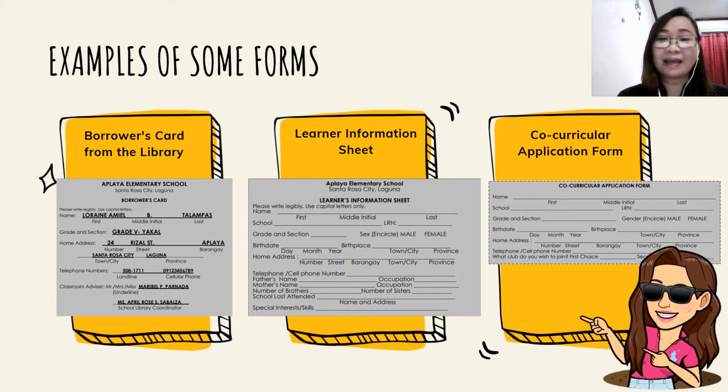These are some examples of forms. The first one we have is the borrower's card. So this is a card from the library. This one is the learner information sheet. And this one is the co-curricular application form. And all of these forms can be found in our school.